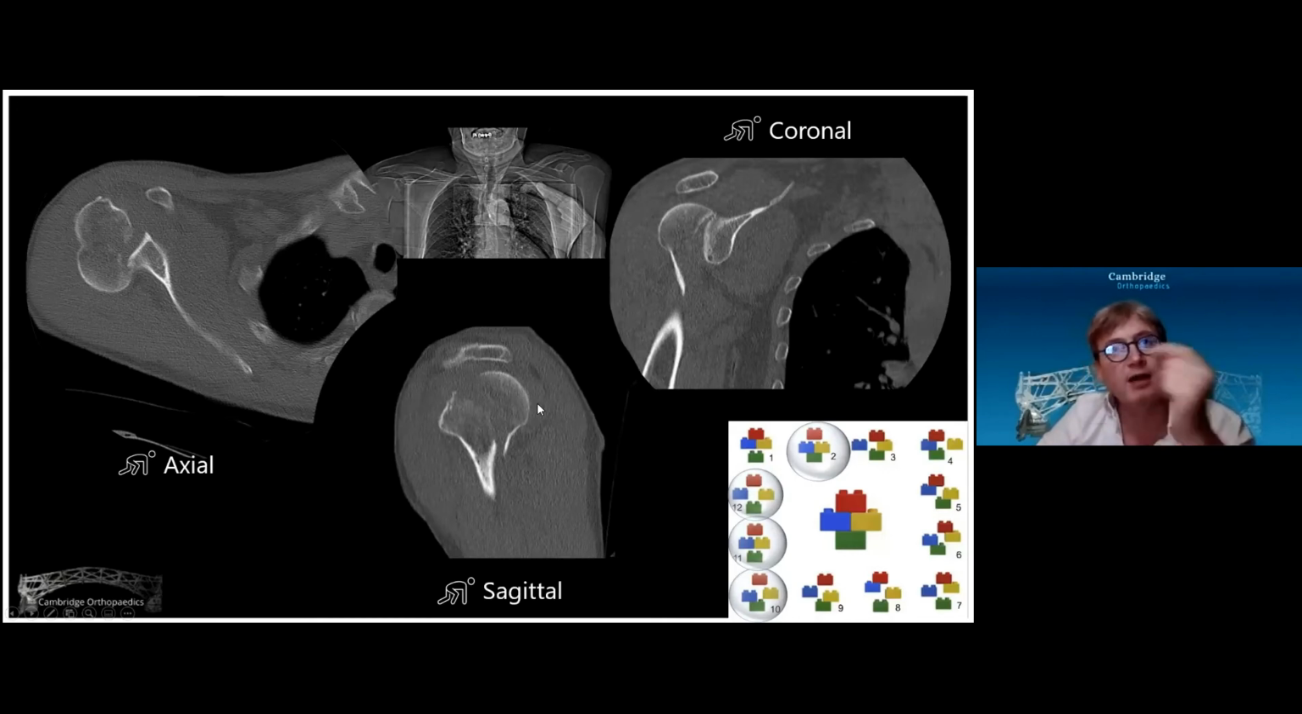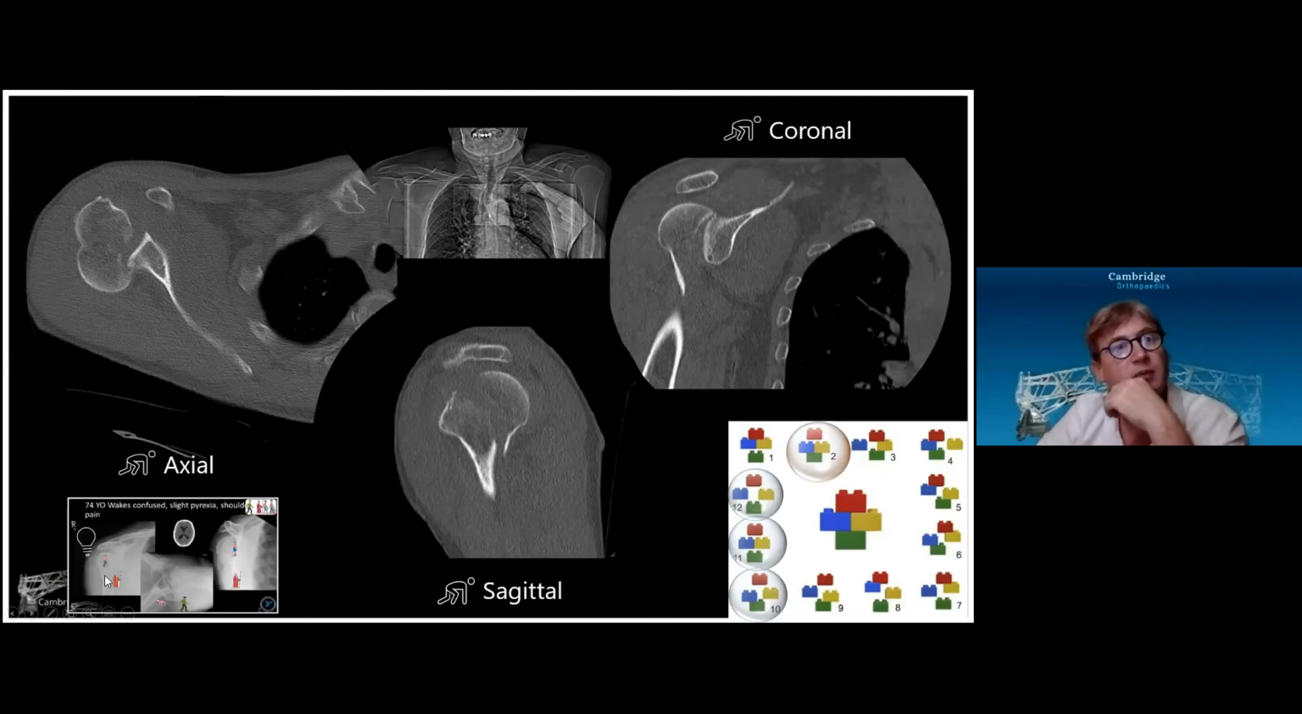And now you go back and read Hertel's paper when he talked about the Lego brick classification, and he talked about the predictors of vascularity, the articular fragment separated from the tuberosities and the shaft. But then he also talked about the medial hinge, and he talked about this medial calcar. And so the fact that this patient has more than 8 millimeters of medial calcar means that although this head will be dysvascular, there's a good chance that it'll revascularize over time from that posterior blood supply.